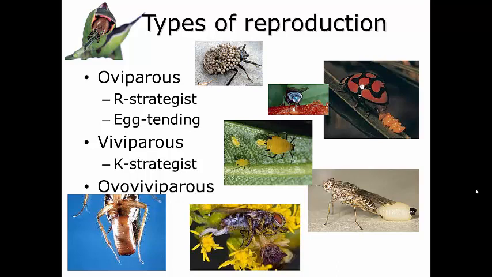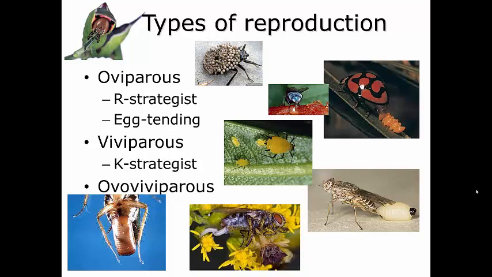This is when a female produces an egg, lays it in the environment, and that egg hatches into a young thing. So we see this a lot in insects. The insect female will lay an egg, leave it in the environment, and it will hatch into a young insect. So this is the most common type of insect reproduction out there. Now, in this case, the majority of embryonic development of the young happens outside of the mother, inside an eggshell out in the environment.